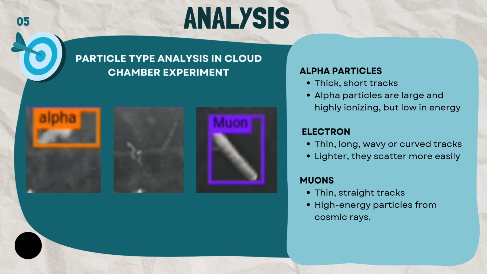Lastly, for muon, thin and straight track. This is higher energy particle that come from cosmic ray.